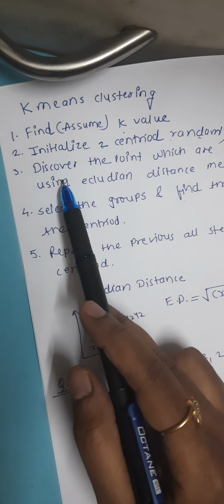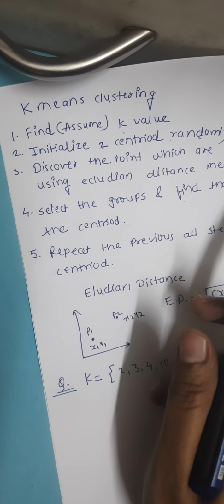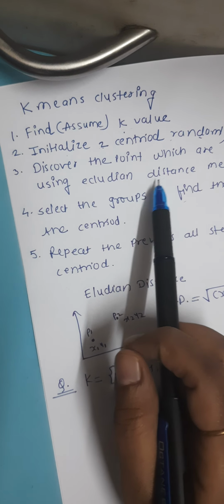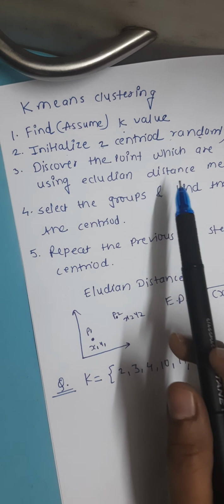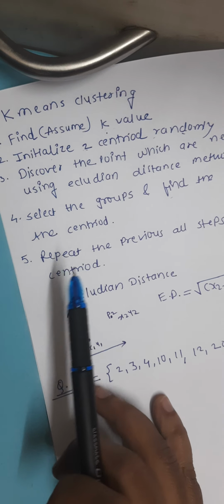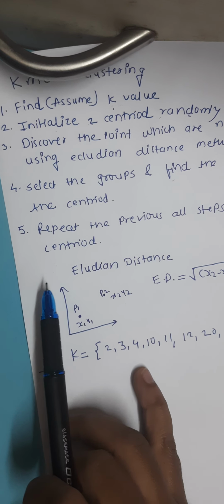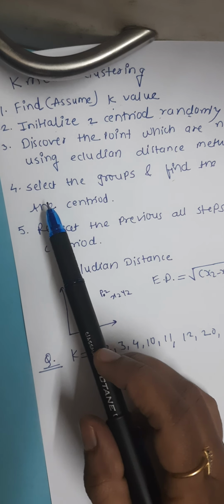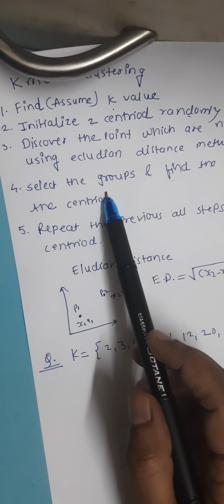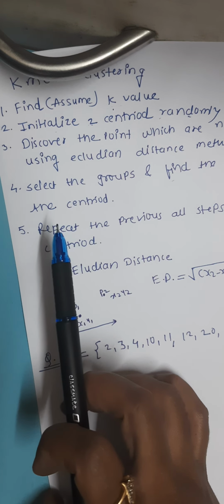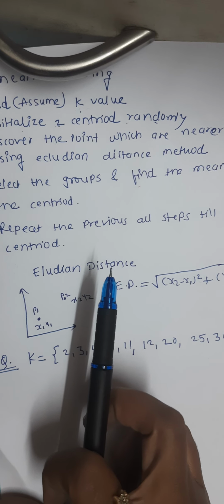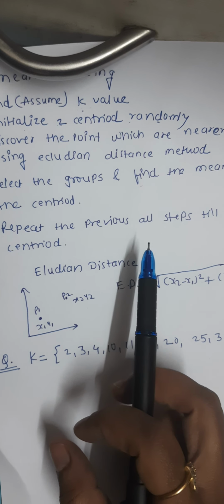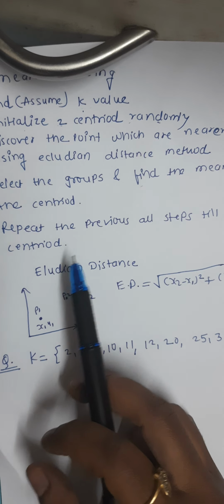In the third step, discover the points which are nearer to the centroid by using Euclidean distance. That means you have to find the objects which are nearer to that centroid and make a cluster. In the fourth step, select the group, find the mean value and update the centroid. And in the fifth step, repeat all the previous steps till you get the same centroid.